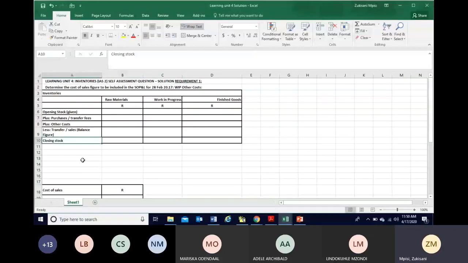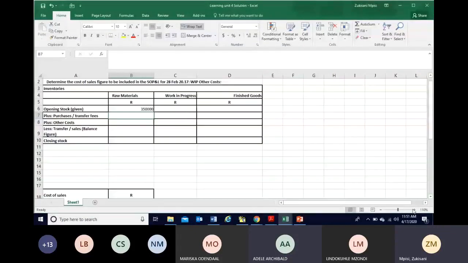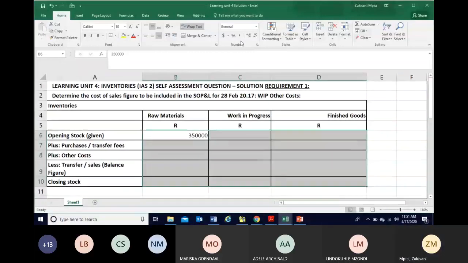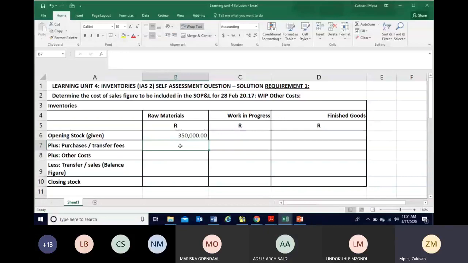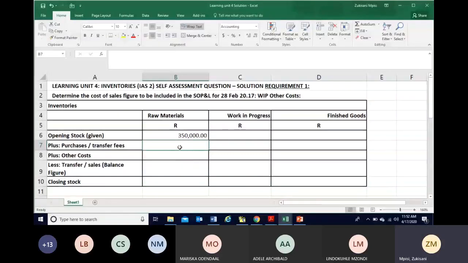So we'll start now with the opening stock. We'll go to the question. On additional information number 2, we are told that raw materials has got an opening of 350,000. There we have 350,000. Let me try to make this bigger and also put it in the middle. Right, so all of this is represented in rands. You've got your opening stock, which is 350,000. Now, if you are looking under information number 3, you are told there that raw material purchases were 750,000. So raw materials purchases were 750,000.